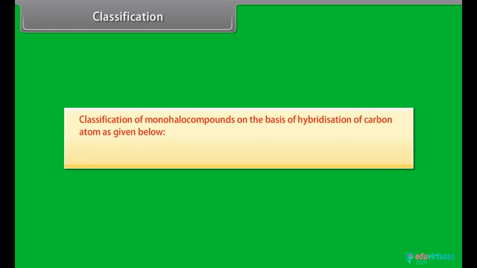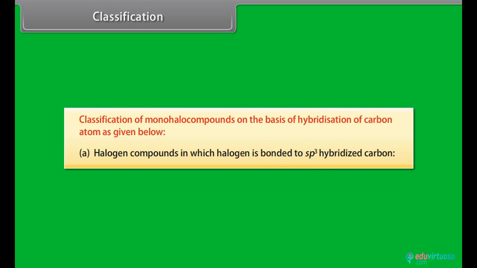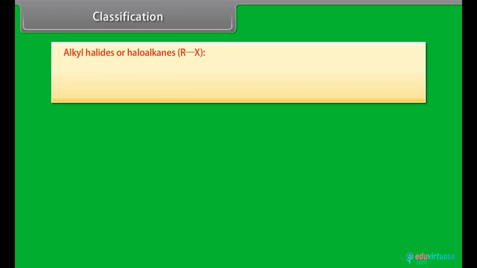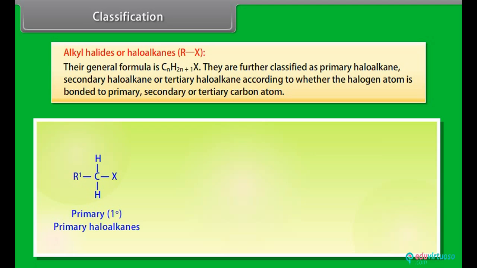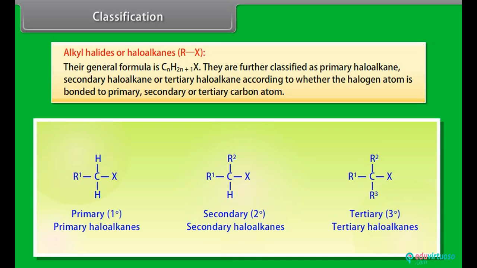Classification of monohalo compounds on the basis of hybridization of carbon atom as given below. Halogen compounds in which halogen is bonded to sp3 hybridized carbon. Alkyl halides or haloalkanes are R-X. Their general formula is CnH2n+1X. They are further classified as primary haloalkane, secondary haloalkane, or tertiary haloalkane according to whether the halogen atom is bonded to primary, secondary, or tertiary carbon atom.